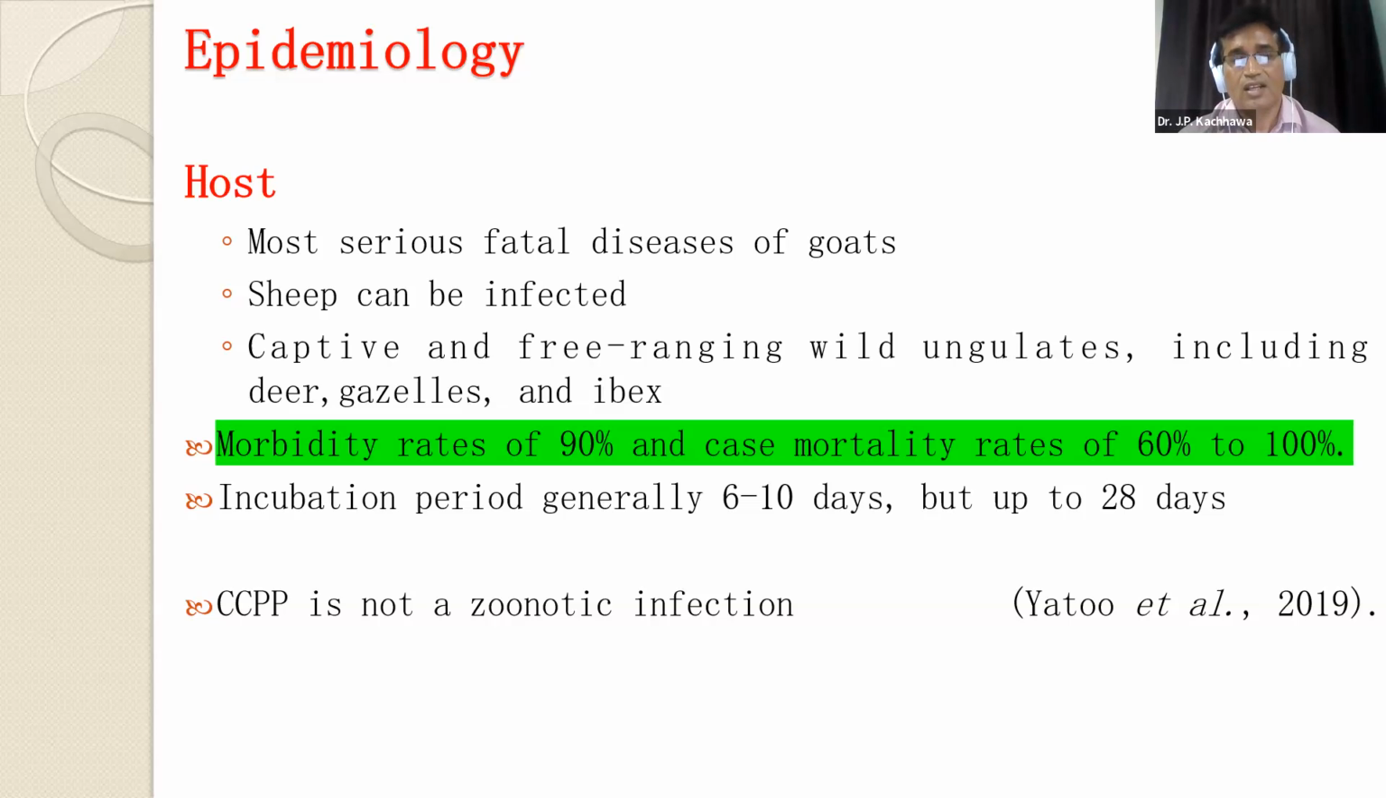these species. The morbidity rate is very high, that is 90%, and the case fatality rate is also very high, from 60% to 100%. So we can assume how deadly the disease is for the animals, and how this disease can create havoc among the farmers. The incubation period of this disease is 6 to 10 days, but it can be up to 28 days. The disease does not have any zoonotic importance, so it is not a matter of concern for human beings.